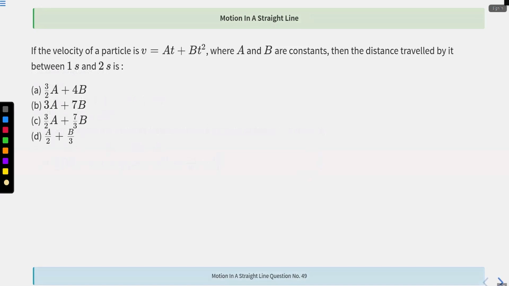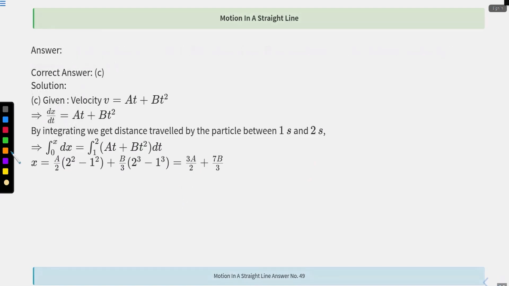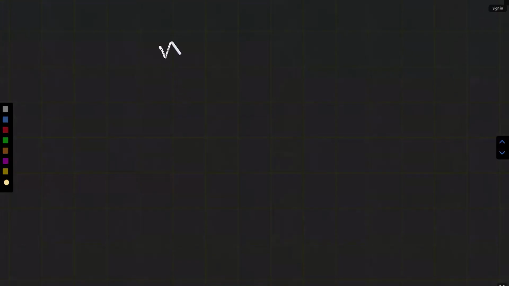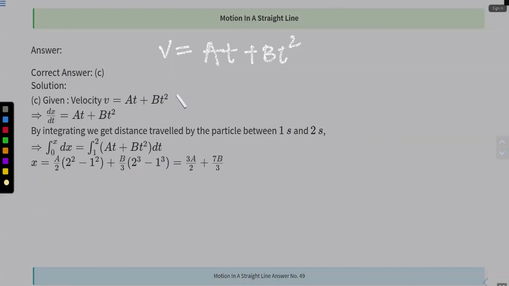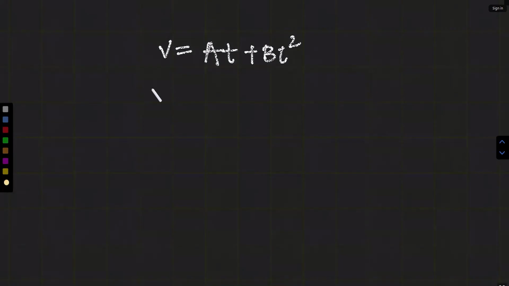So the final question: if the velocity of a particle is v equals at plus bt square, where a and b are constants, then the distance traveled by it between 1 second and 2 seconds. So distance traveled between 1 second and 2 seconds, right? So v is equal to at plus bt square, correct? Which means dx by dt is equal to at plus bt square.